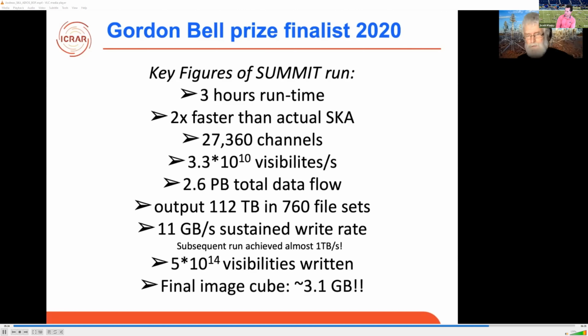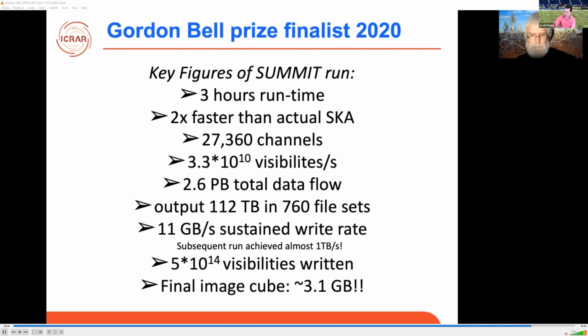The output of the initial ingest was about 112 terabytes and 760 file sets after heavy averaging. And that represents 11 gigabytes per second sustained write rate. That's not a limitation of ADIOS 2 or anything like that. It's actually the way the processing runs. And we have achieved about a terabyte a second on subsequent runs.